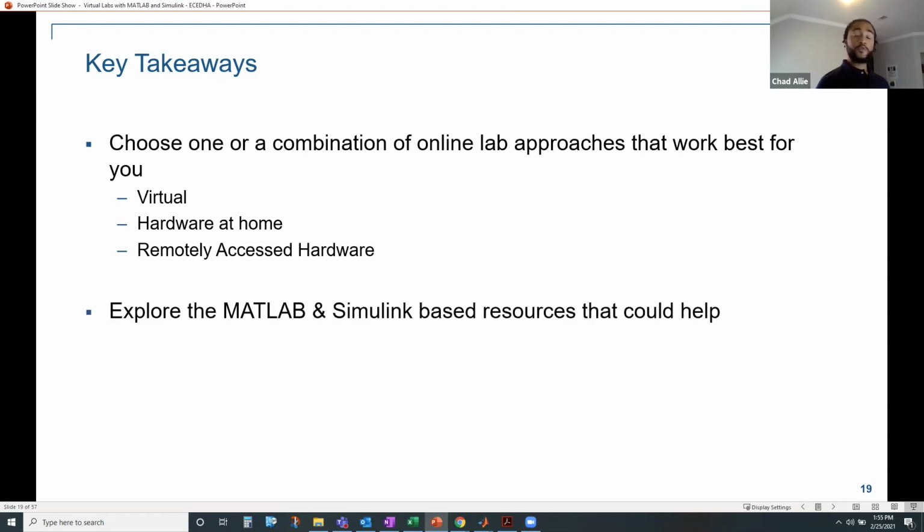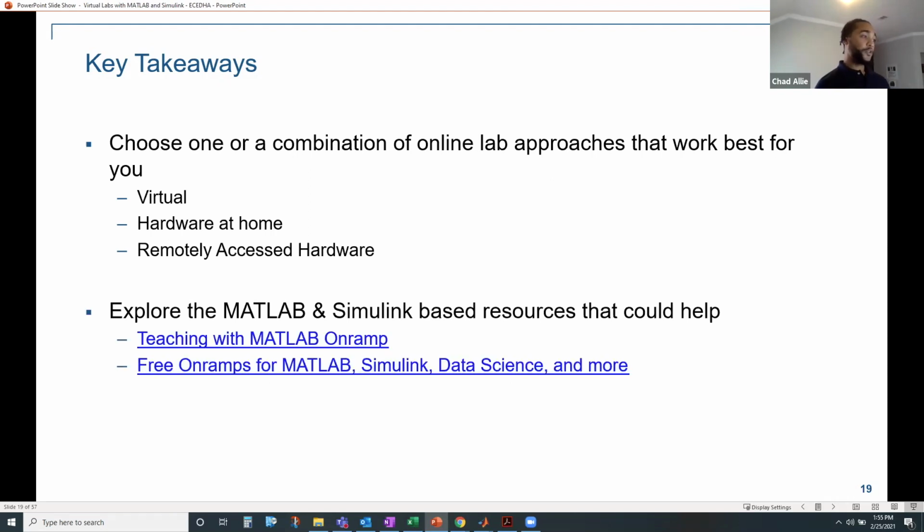Second, definitely explore the MATLAB and Simulink based resources that are available. I talked about a few of them, but some of the ones that I want to highlight are the Teaching with MATLAB on-ramp that gives you a 2-hour walkthrough of using the online grading tool, the live editor to be able to create notebooks, Simulink, and many others. And then finally, the free on-ramps that I just discussed earlier.